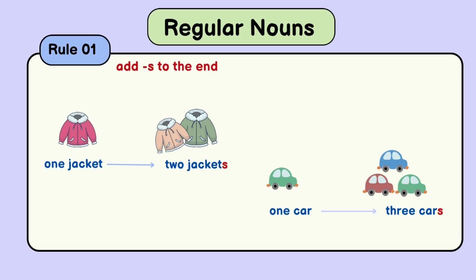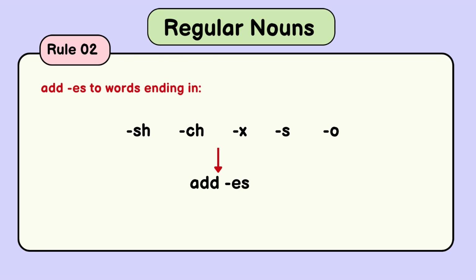Here's rule number 1. Under regular nouns, adding s. An example would be 1 jacket, 2 jackets, 1 car, 3 cars. You simply add s at the end. However, rule number 2 is where you add es. Now we learned that to make regular nouns plural, we simply add s or es.